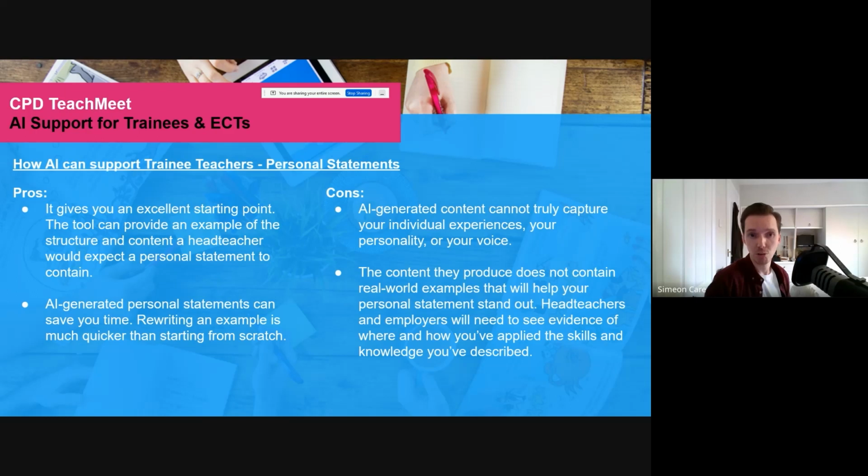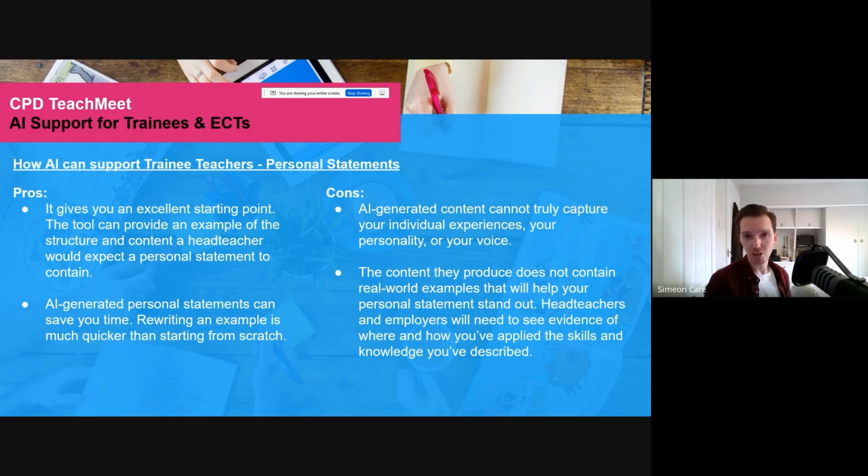So this tool might be able to provide a good example you could work off, or it could give you a structure that would help, because quite often people get a bit stuck in personal statements with the structure and end up repeating things as opposed to hitting every point on the job specification. So I think an AI generated personal statement could save you time, potentially, if you were using it in that way.